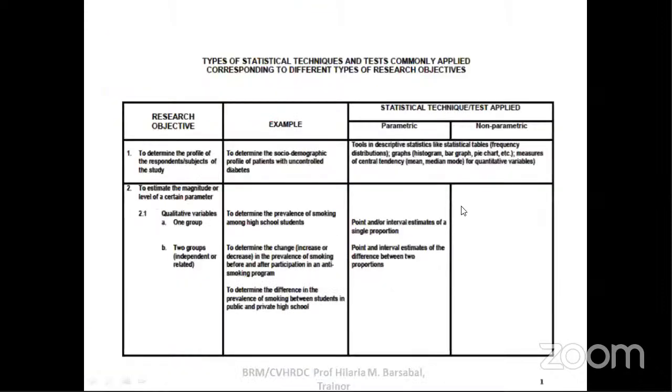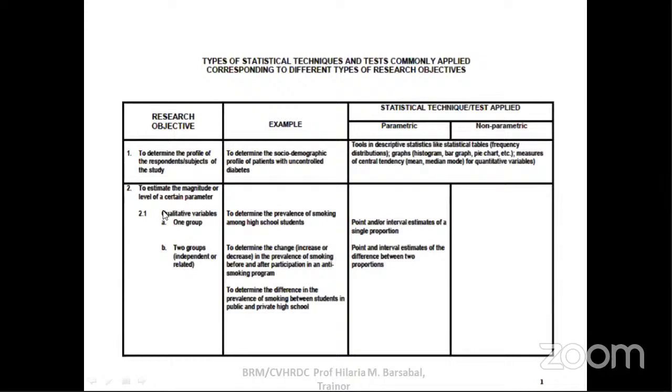All right. Now, some examples here so that you can align it to your objective. So we have here certain tests to be used, all right? If, for instance, you're going to set an objective and then align it to the type of data that you have gathered.